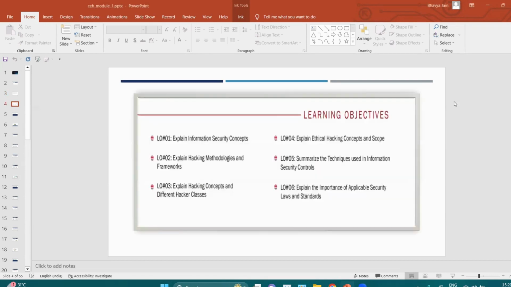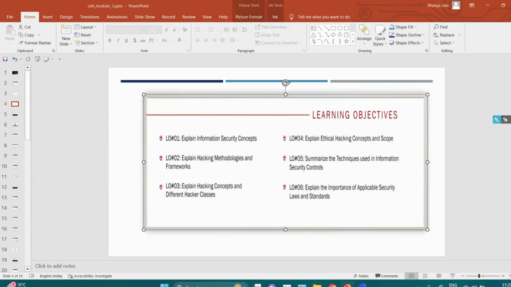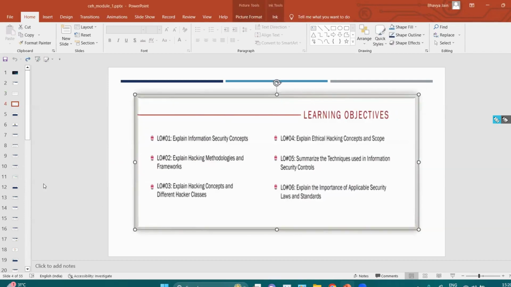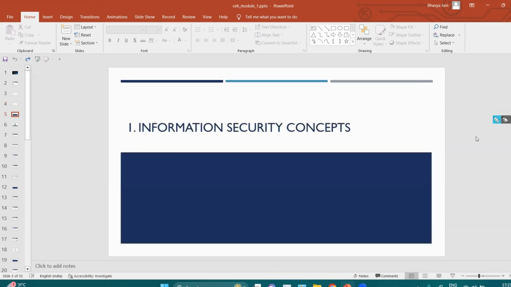So in this module, we will first discuss information security concepts. Then we will discuss hacking methodologies and frameworks, and then hacking concepts and different hacker classes, which are the types of hackers. And then ethical hacking concepts and scope. Then we will summarize the techniques used in information security controls, and then the laws and standards of different countries related to cybersecurity.